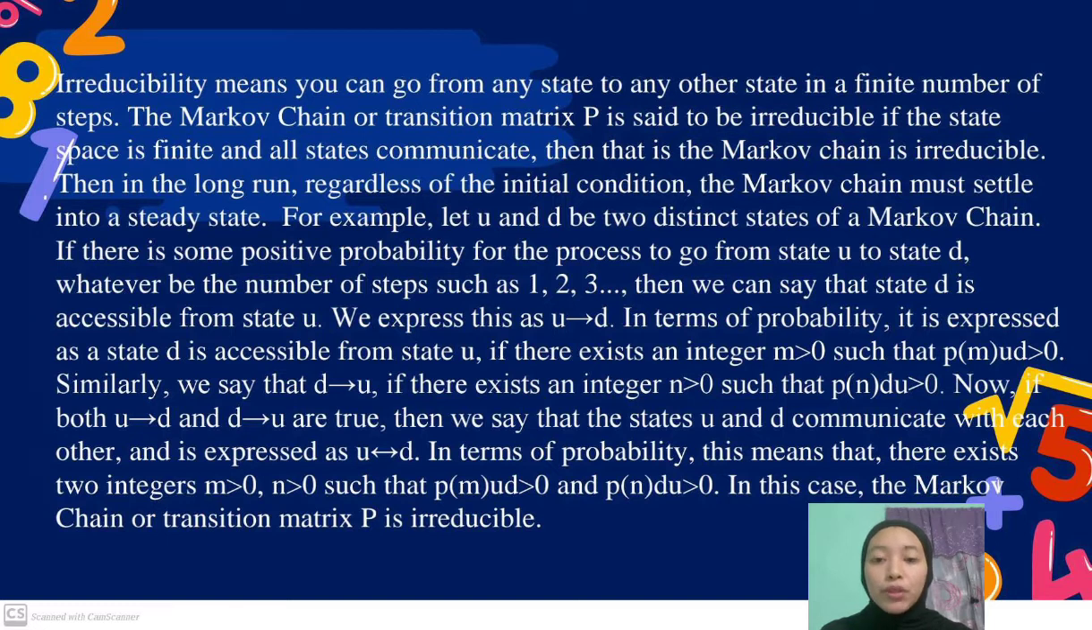Now, if both are true, then we say that the states U and D communicate with each other, expressed as U ↔ D. In terms of probability, this means that there exist two integers m greater than 0 and n greater than 0 such that P^m_UD is greater than 0 and P^n_DU is greater than 0. In this case, the Markov chain or transition matrix P is irreducible.